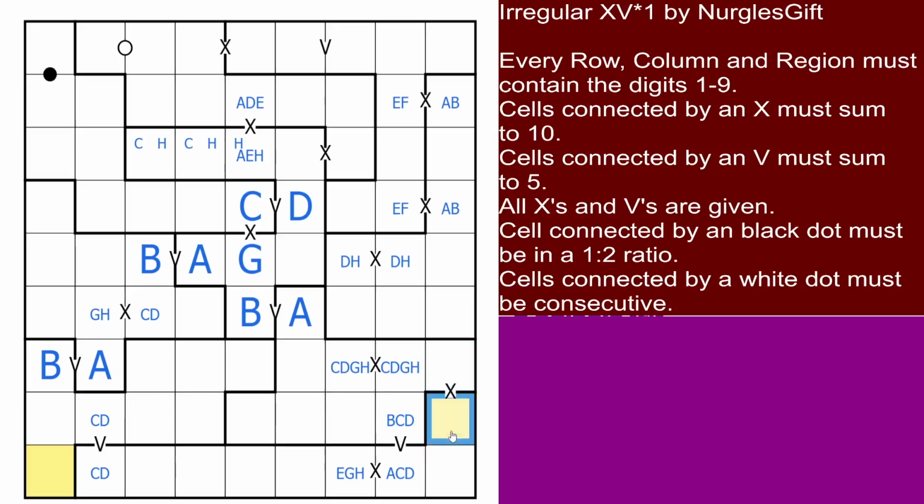Not AB, but that could be AB, right? And that could be E. Oh, that cannot be AB, right? So now on this X, right? See, AB is gone here, right? So now on this X, you cannot have AB. So this must be CDGH.